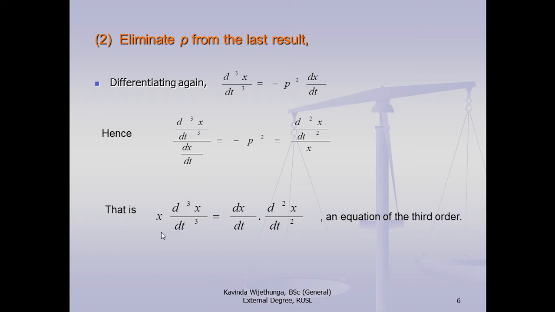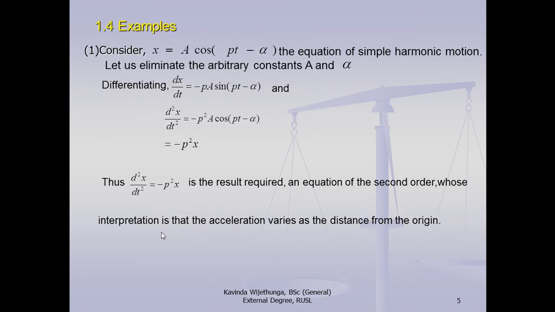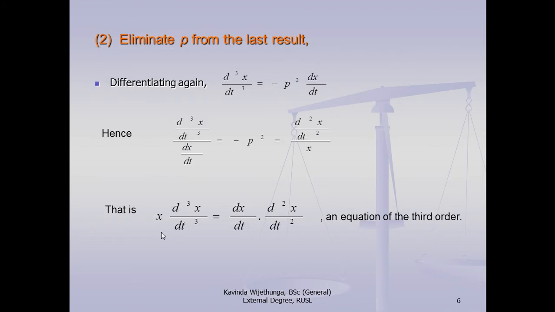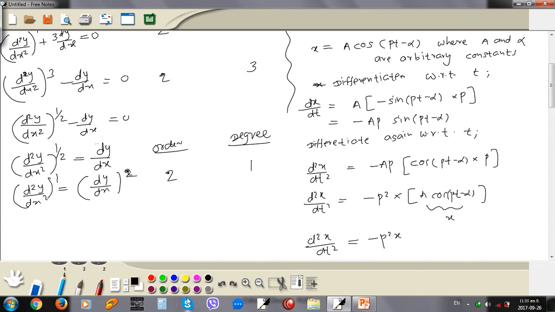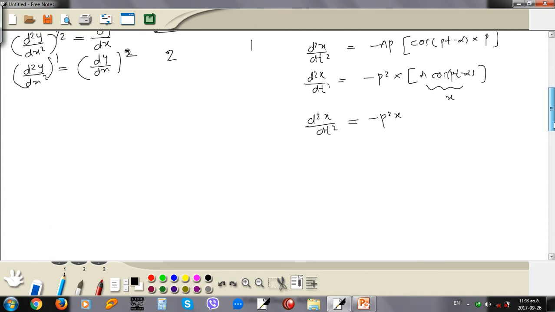So now we have, right, now we eliminate. That's correct. We have the arbitrary constants given: p, a and alpha. Then next, given that differential, we have to eliminate p from the last result. Okay, so we will go to the last result again. Right, this is our result, so we have to eliminate p now.